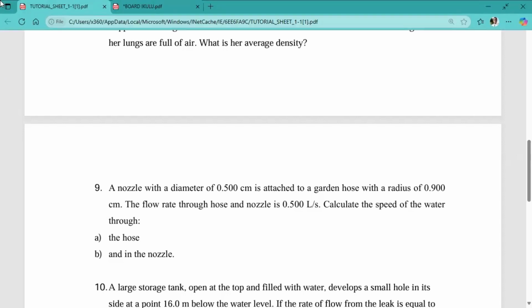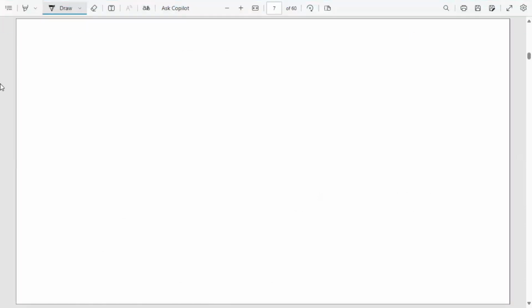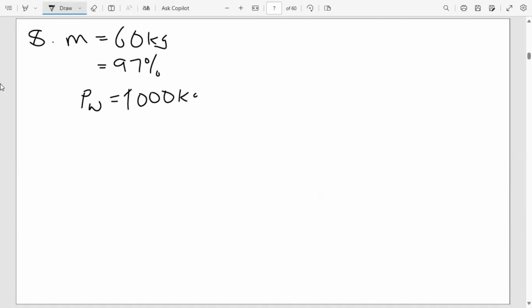Okay, so let's do this. This is question 8, and they've given us data to say we have the mass of the woman to be 60 kilograms. They've given us a percentage of the body that is floating. Say 97% is submerged. So she's floating whilst 97% of her body is submerged. And we also have rho of water, even if they didn't give it, but we know the density of water is equal to 1000 kgs per cubic meter.